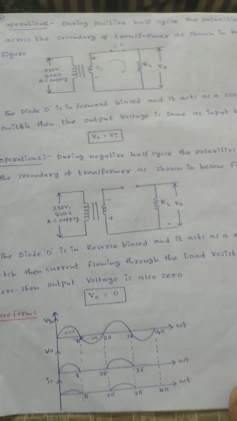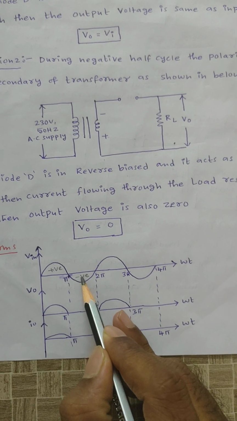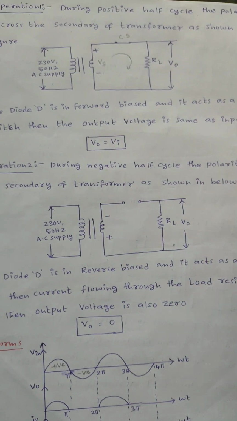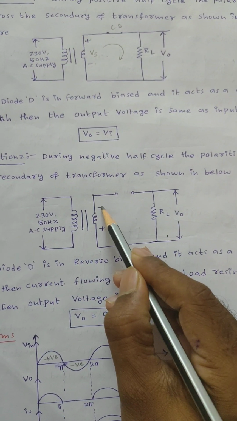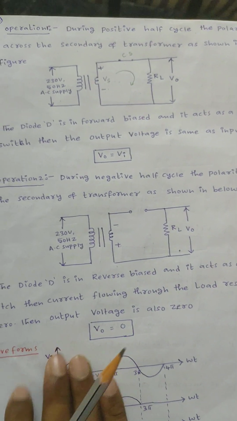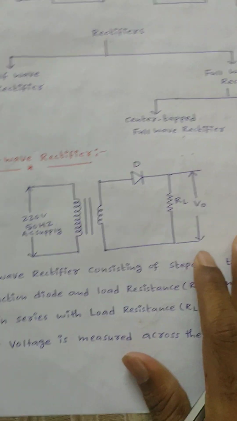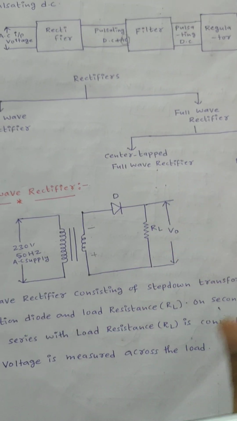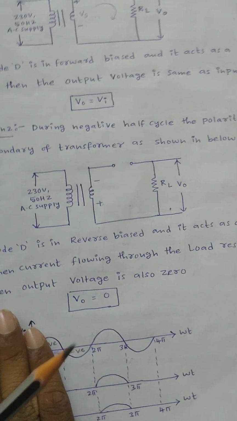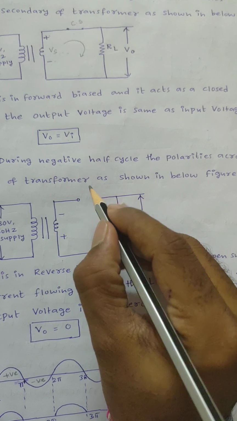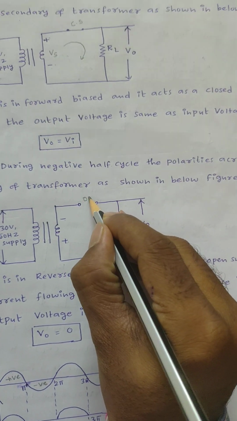Next, operation 2, during the negative half cycle. During the negative half cycle the polarity across the secondary of the transformer is minus at the top and plus at the bottom. Minus is given to the anode and plus is given to the cathode, so the diode is in reverse bias. When the diode is in reverse bias it acts as an open switch.